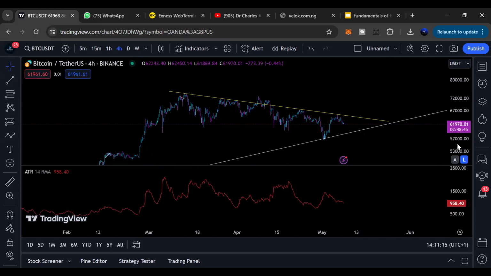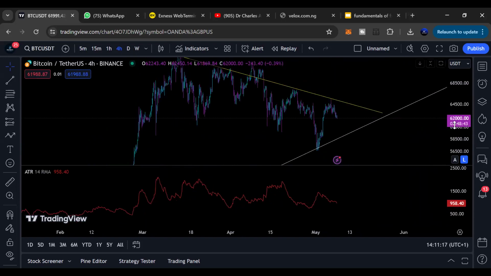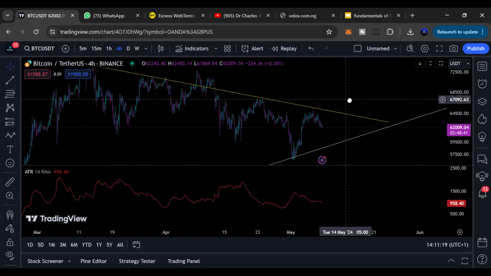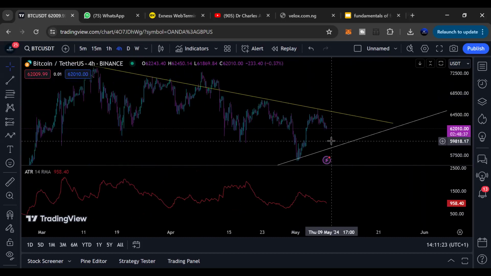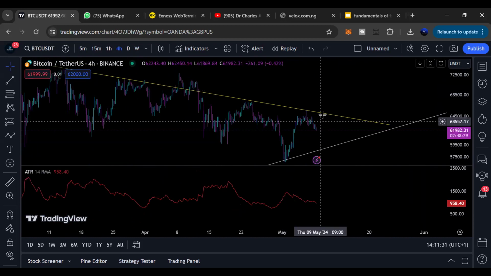Let's say the current price is 62,000. Let's just leave it at $62,000. And of course, what you want to do is to short. Remember, this is not a call. This is not a sell signal. I'm not giving a signal. We are just analyzing the market. So you've decided to short this market.